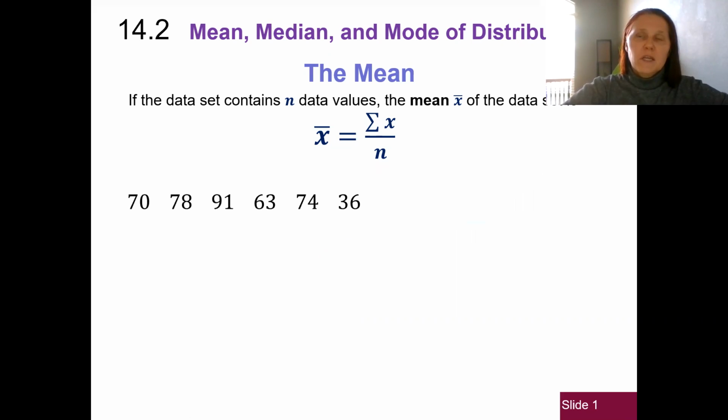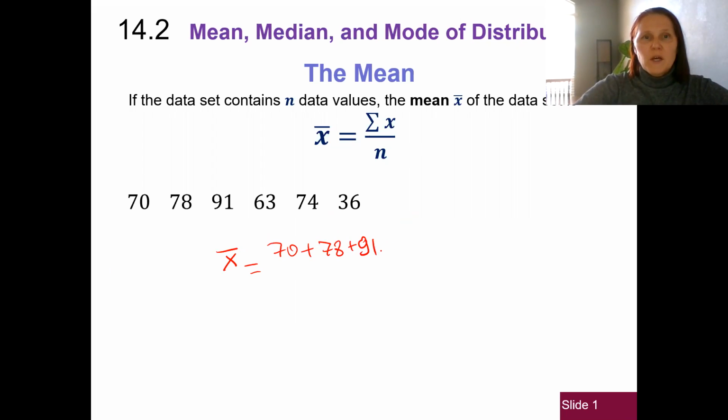Suppose that we take several scores for the second exam, this is a sample from the population of the whole class. So to find the mean, we add these numbers, 70 plus 78 plus 91 plus 63 plus 74 plus 36, and divide by the number of the scores. We have 6 scores here. We divide by 6.